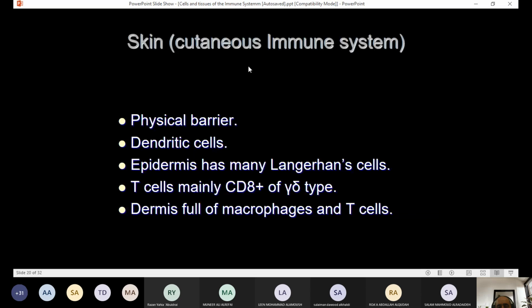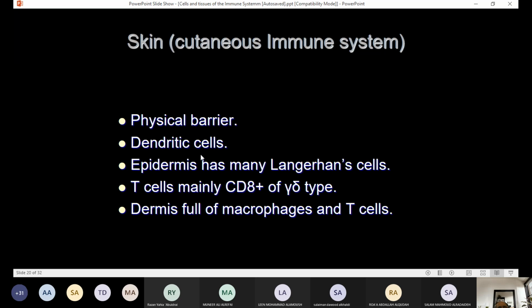The skin, the cutaneous immune system. Skin is not just a physical barrier that protects us against infection, but also a cutaneous lymphoid organ that can provide us with specific immunity as well for protection. We said its main function is a physical barrier, but it can also provide us protection against infection.